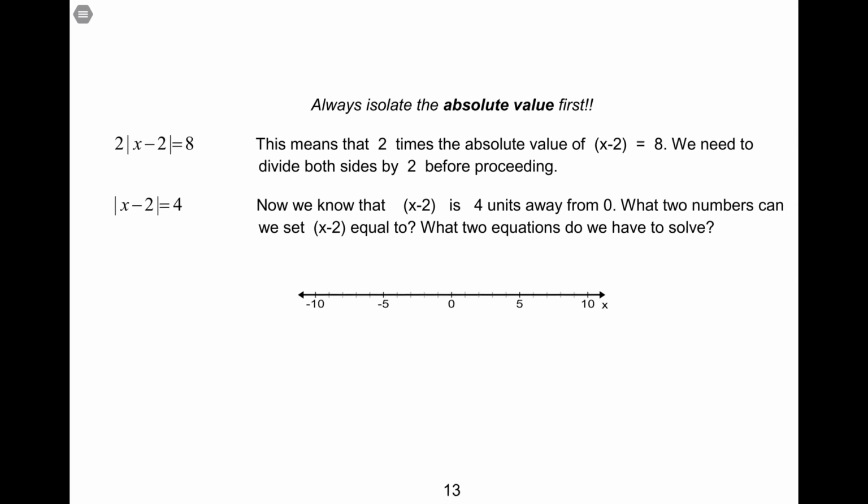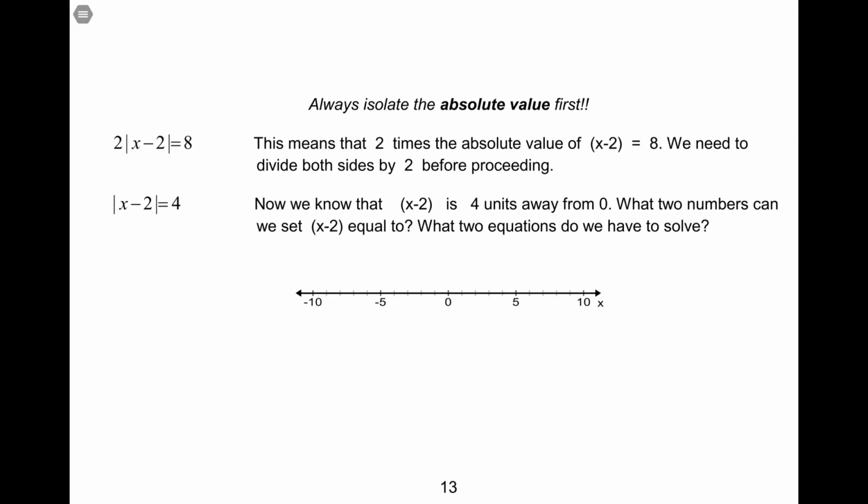So when you're solving absolute value equations, how do you find the x? The first step is to get the absolute value by itself, so you isolate it. That means over here, when I have 2 times the absolute value of x minus 2 equals 8, we have to divide both sides by 2 before proceeding. Now I have my absolute value totally by itself. So it says x minus 2 equals 4.